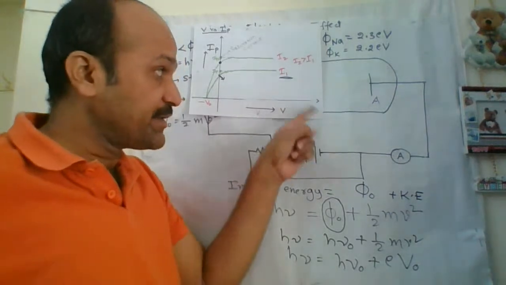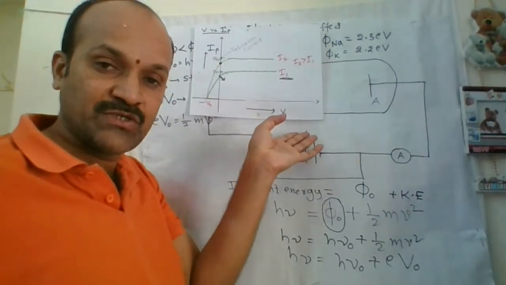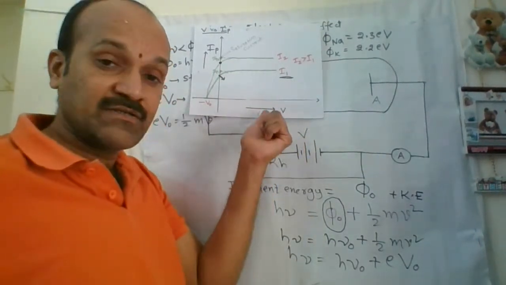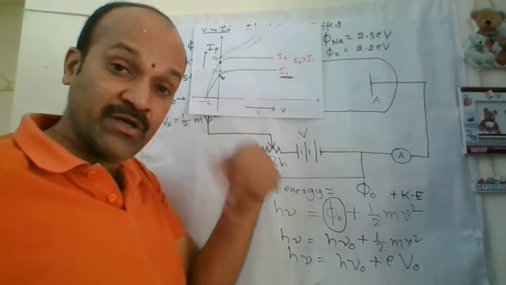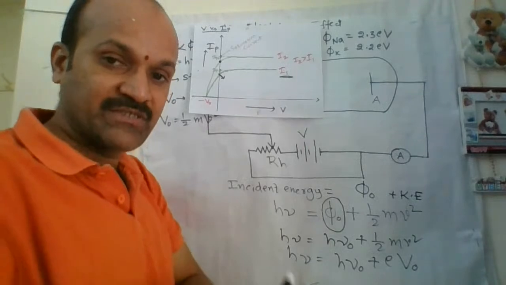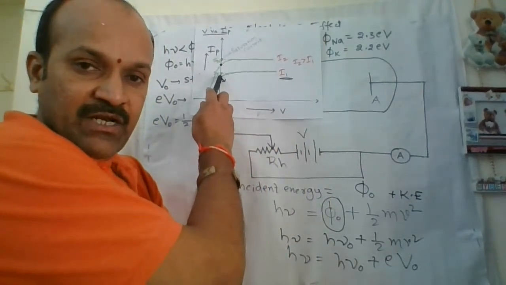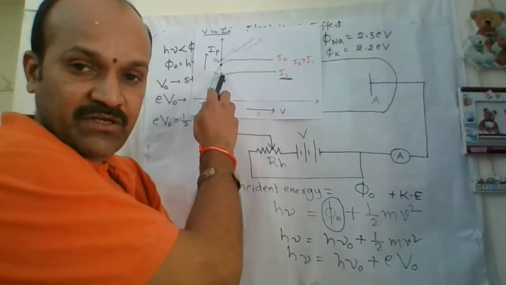Now, interesting thing is this. Here, in this region, we increased potential difference to accelerate the electrons. Let us change the polarity. We'll apply retarding potential in the opposite direction. Initially it has some current, no? Initially here some current is there.